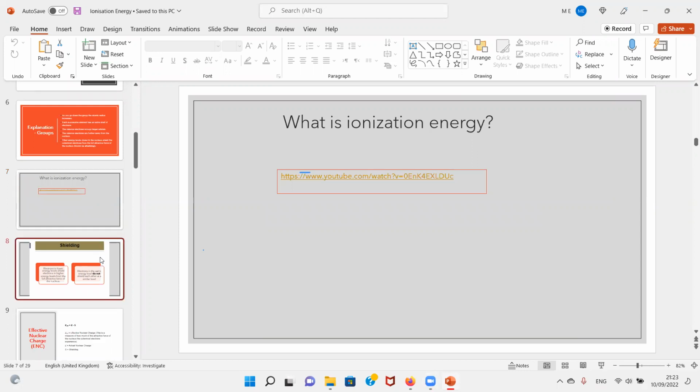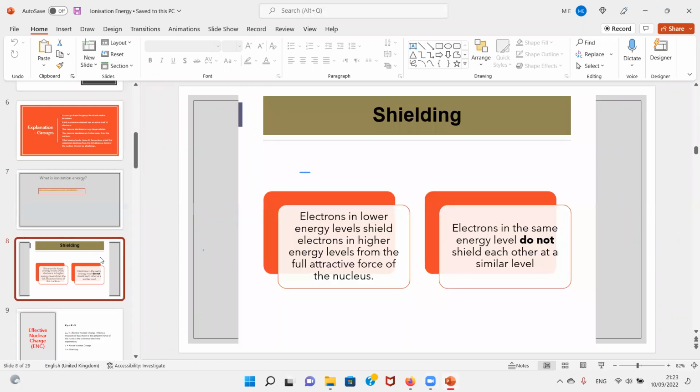So, understood what's meant by the ionization energy. There is another concept that we need to understand, because this concept is basically affecting the ionization energy, and this is called shielding. The electron in a lower energy level shields electrons in a higher energy level from the full attractive force of the nucleus. Electrons in the same energy level do not shield each other at a similar level. So let's see what happens here.